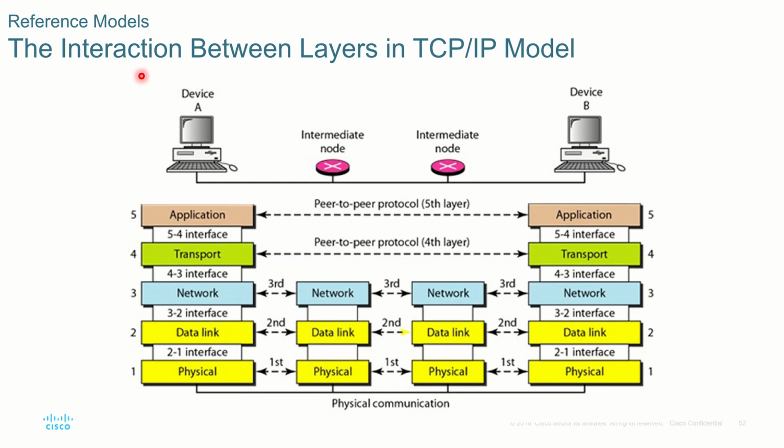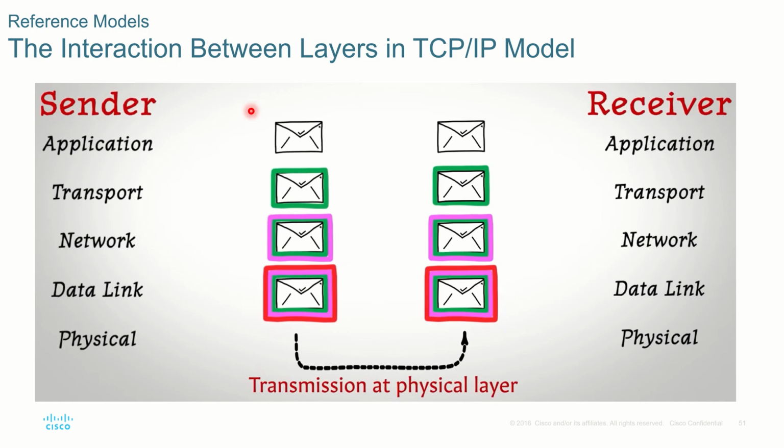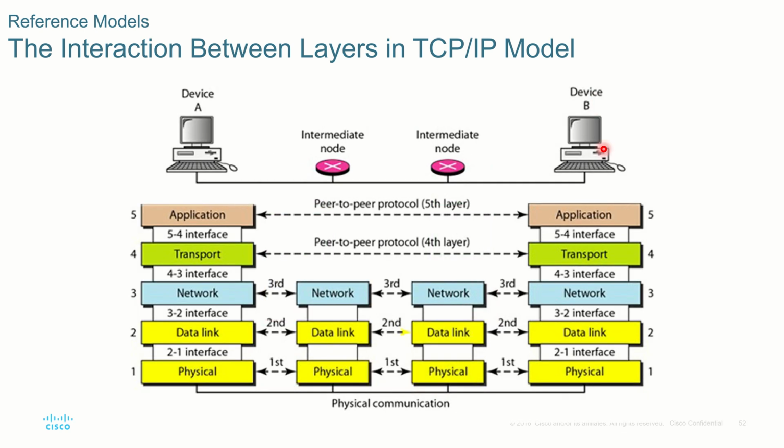So this interaction between layers is with the assumption that the sender and receiver sit in the same network, meaning device A and device B are located in the same network. But if device A and device B are not located in the same network, and in between them there are intermediary nodes, like a router, meaning they sit on different networks, this one is network A, this one is network B.